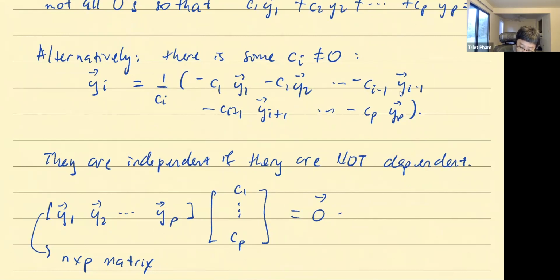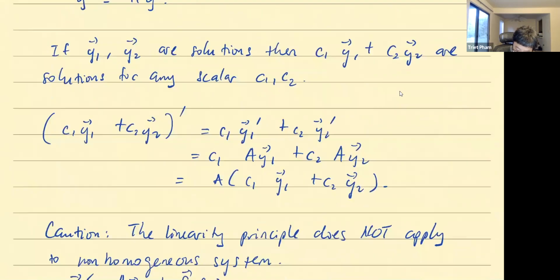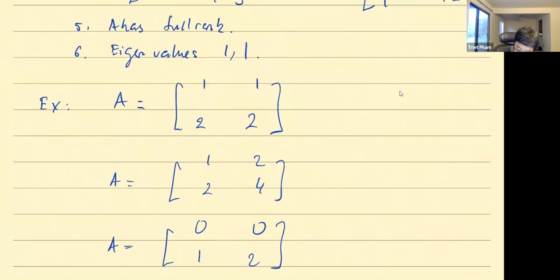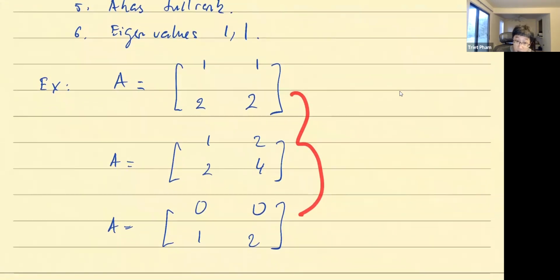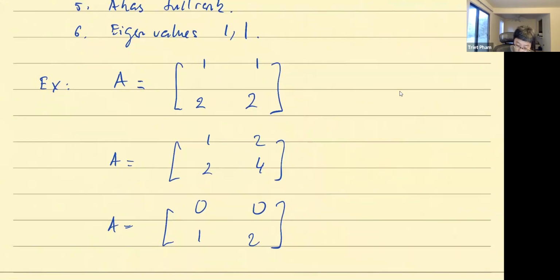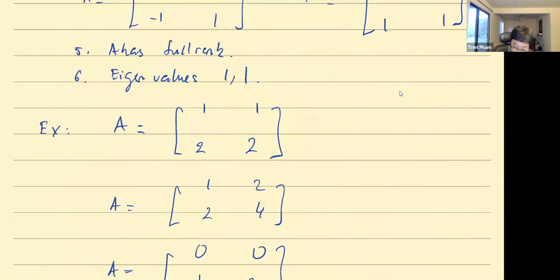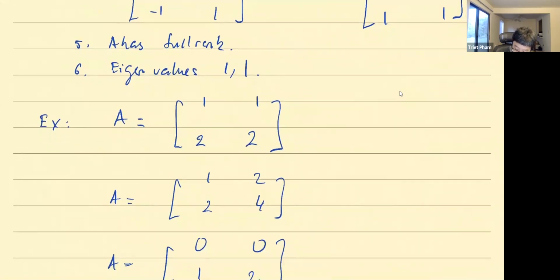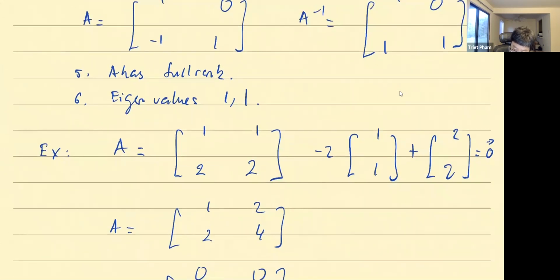So for example, you see, I claim that these guys are all dependent because they violate whatever is above. Check. For example, if you look at the rows, it's clear that 1, 1 minus 2 times 1, 1 plus 2, 2 is equal to 0. So that's a linear combination that gets to 0. So that's dependent. If you look at the columns, it's even easier. Minus 1, 2 plus 1, 2 is equal to 0. So dependent.